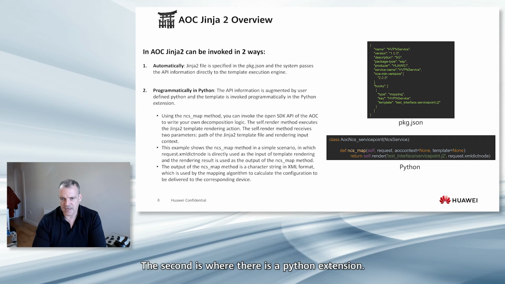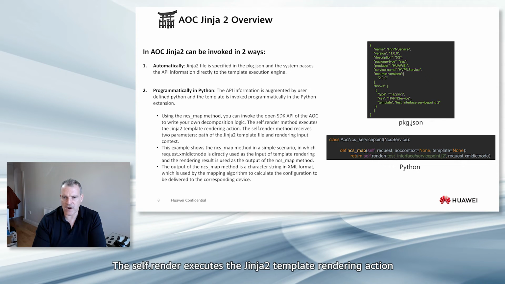The second is where there is a Python extension. In this case, the template is invoked programmatically directly in the Python using the NCS map API. Using the NCS map method, you can invoke the Open SDK API of the AOC to write your own decomposition logic.